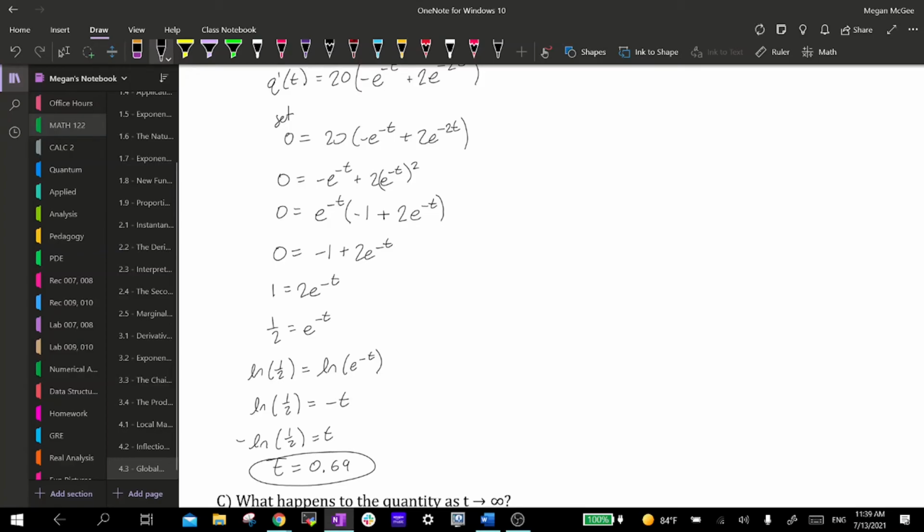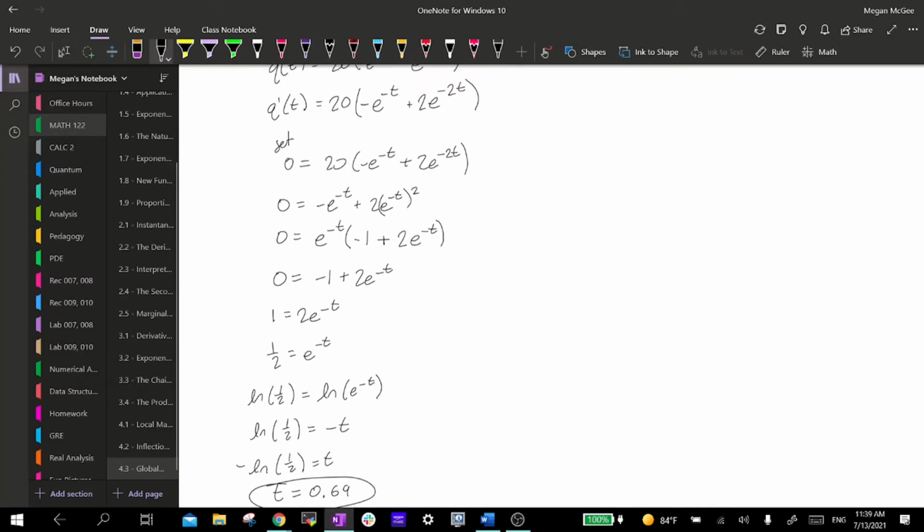Alright, so we just found a critical point here. We don't actually know if this is a max or min yet. So we need to go ahead and use the second derivative test. So, oops, not a g, we need a q. We need the second derivative of q. Well, this is going to be 20 times e to the negative t minus 4e to the negative 2t. This is our second derivative. And so we need to evaluate our second derivative at this point, 0.69.